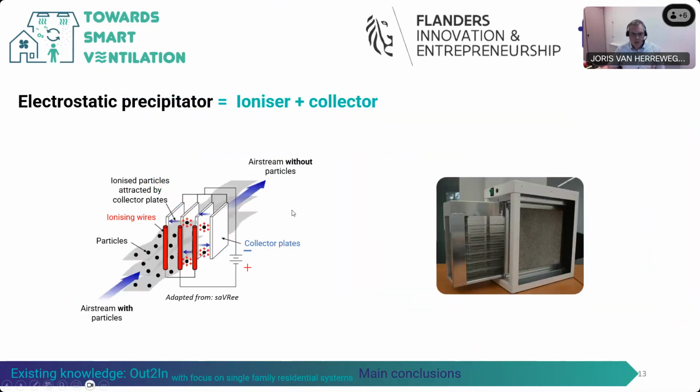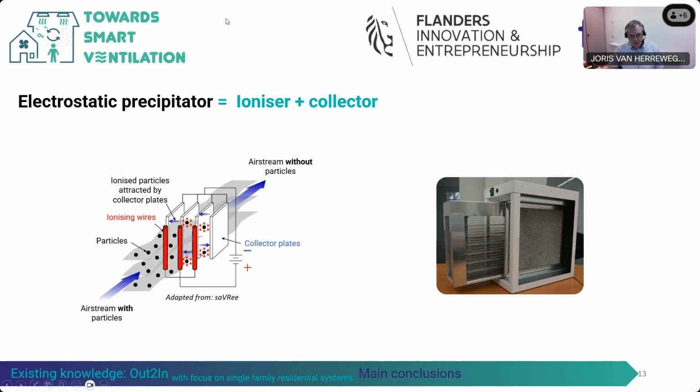Now, before running into these results, I will also mention that we tested an electrostatic precipitator as an alternative for fine filters. These systems are commercially available to be coupled with residential ventilation systems, and within an electrostatic precipitator, we have two parts, an ionizer and a collector. Within the ionizer part, the particles get a positive charge, and on the collector part, they will be collected on the plates because the plates have an opposite charge.